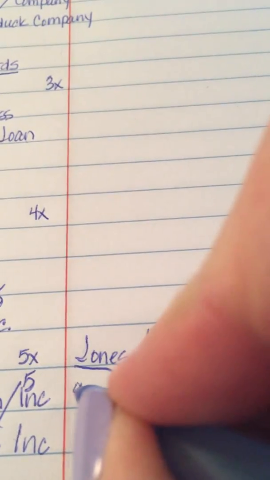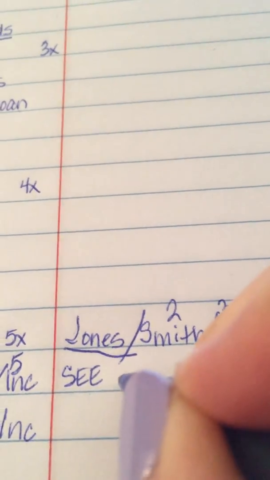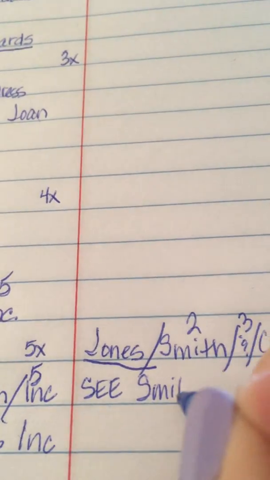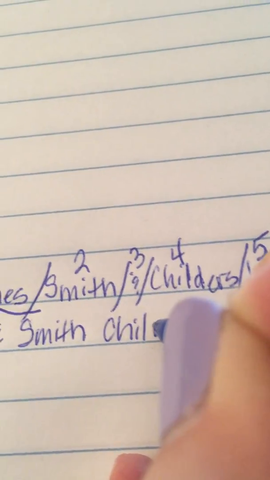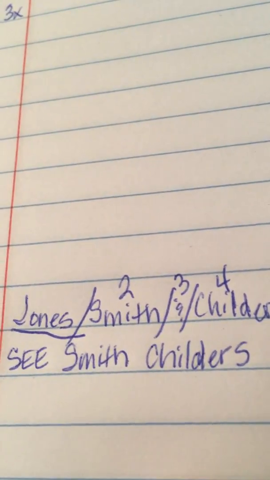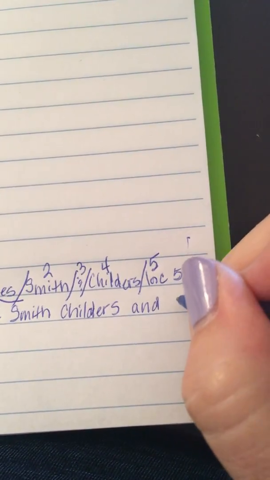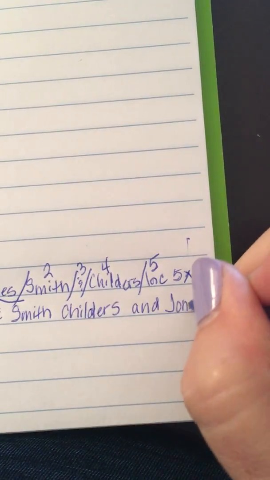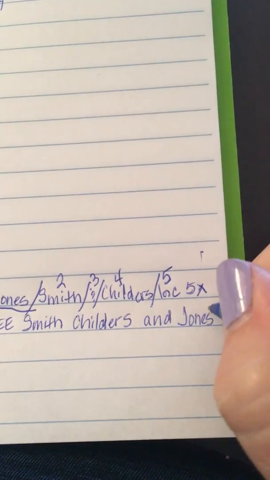Your C line will be the same as on the other one. It goes back to the original coded, which will be Smith, Childers, and Jones, Inc.